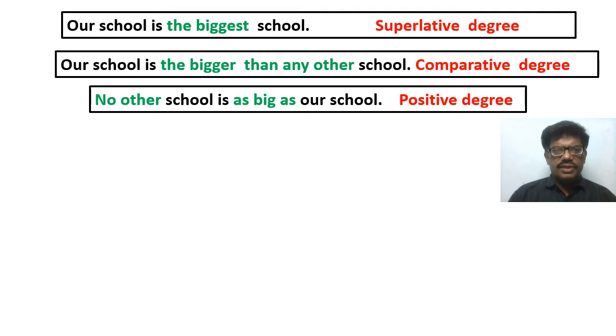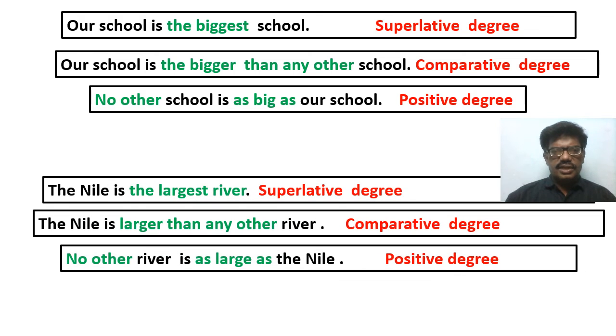Here are some more sets of answers. Our school is the biggest school, superlative degree. Our school is bigger than any other school, comparative degree. No other school is as big as our school, positive degree. One more set of answers is the Nile is the largest river, superlative degree. The Nile is larger than any other river, comparative degree. No other river is as large as the Nile, positive degree.